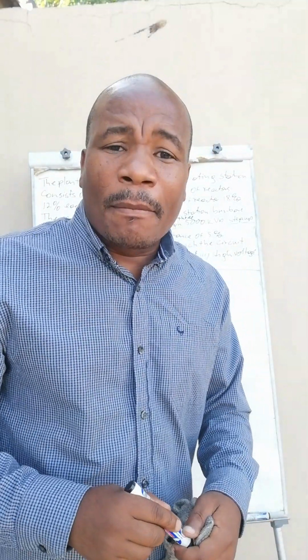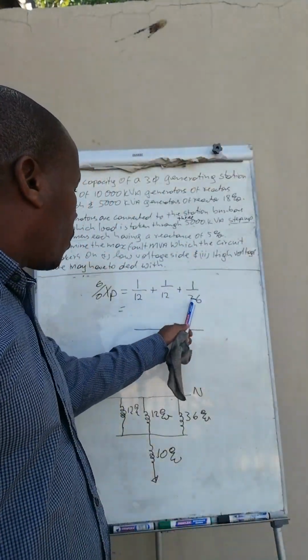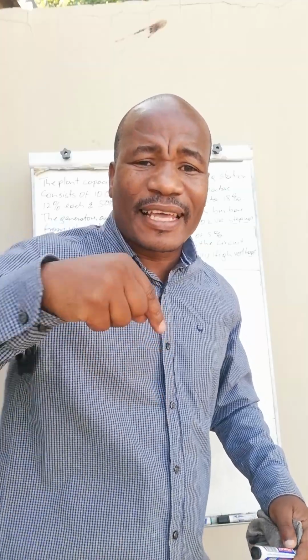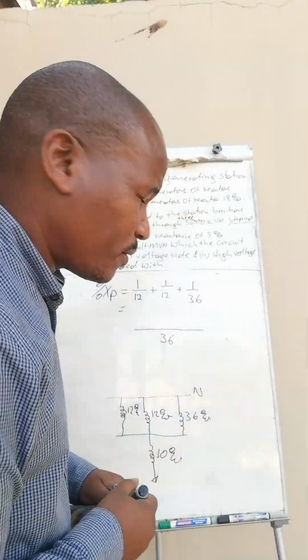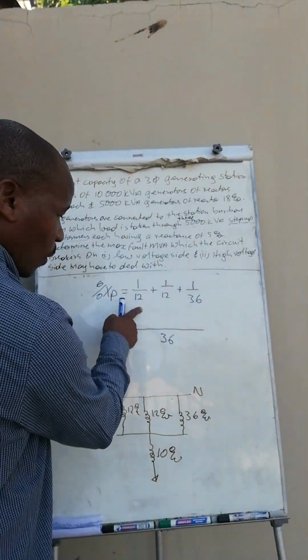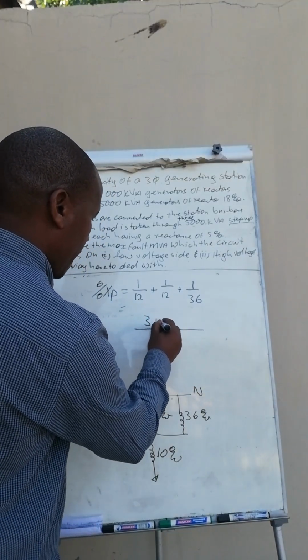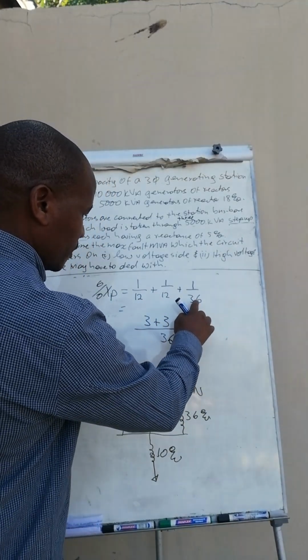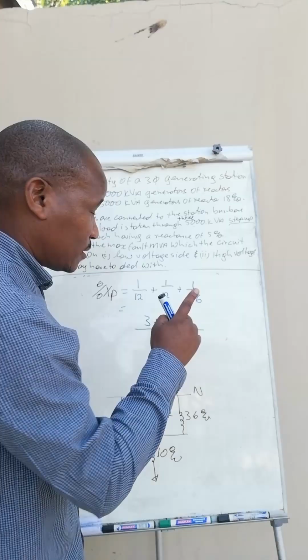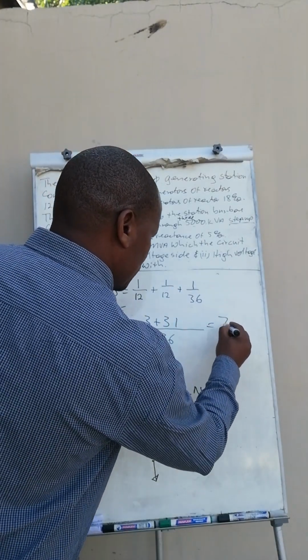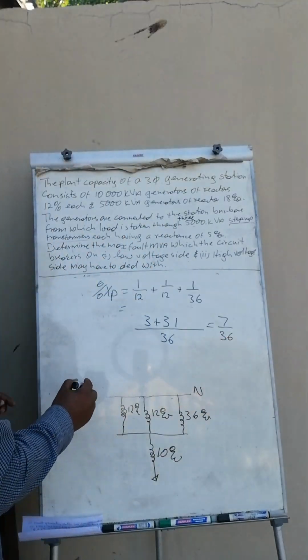It is a number that all the denominators can go into without a remainder. That's the lowest common multiple. This one into this one 3 times, 3 multiplied by this one is 3. Plus, same story here, this one into this one once, 1 multiplied by 1 is that. And you get 7 over 36.